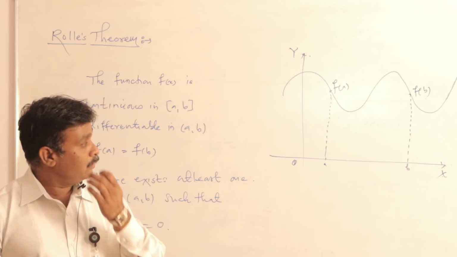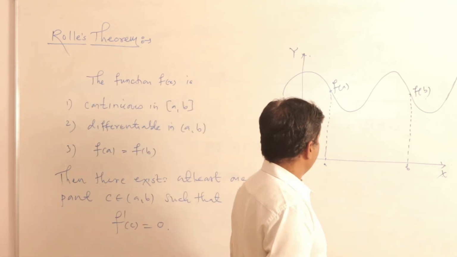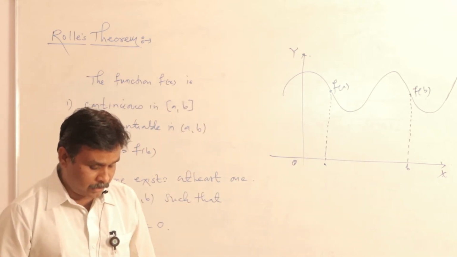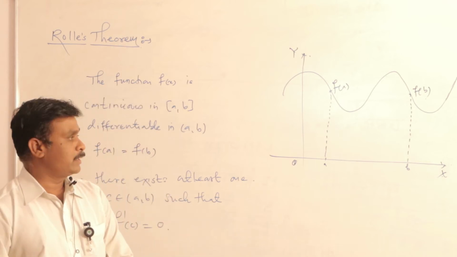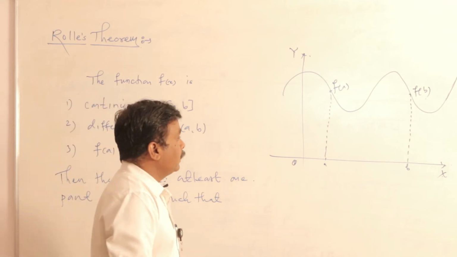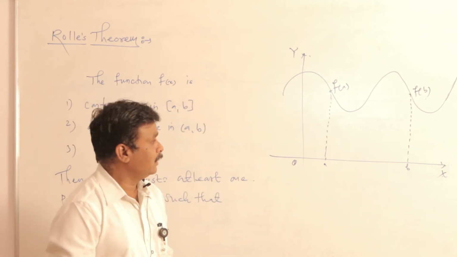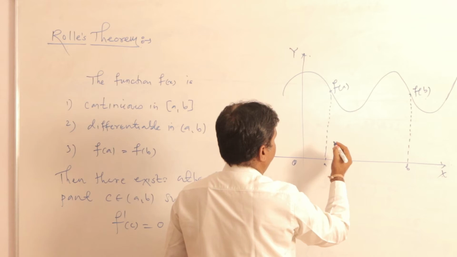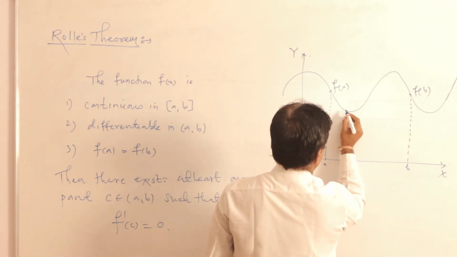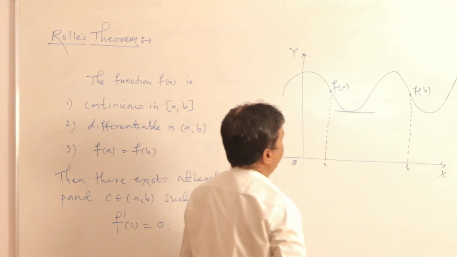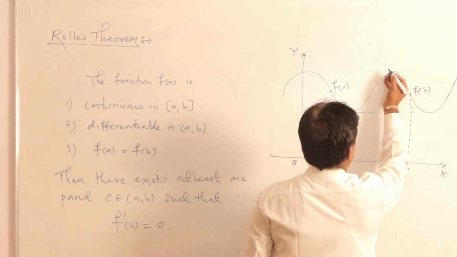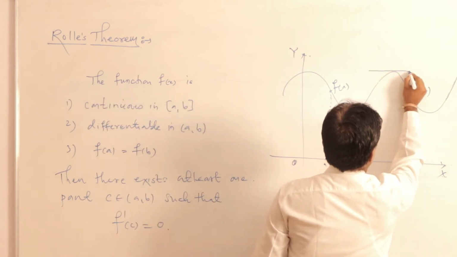the derivative will vanish, or the slope of the tangent will be 0. That is, the tangent is parallel to the x-axis. So clearly we can observe that there is a point somewhere next to a, at which the tangent is parallel to the x-axis. In this function, there is another point where the tangent is parallel to the x-axis.